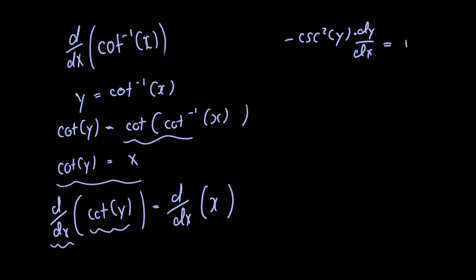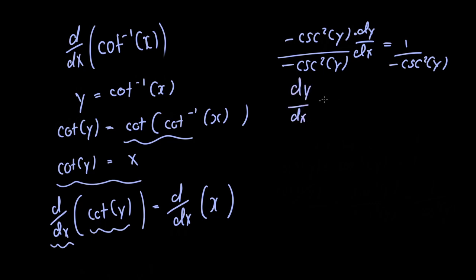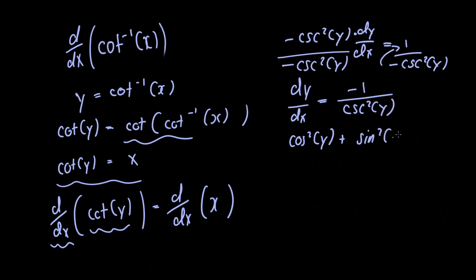1. Now, let's go ahead and divide both sides of this equation by minus cosecant squared of y. So we're left with dy over dx equals minus 1 over cosecant squared of y. We've just moved the negative sign up top here. Now we're going to have to make use of the following trigonometric identity. Cosine squared of y plus sine squared of y equals 1. Now let's go ahead and divide everything by sine squared of y.